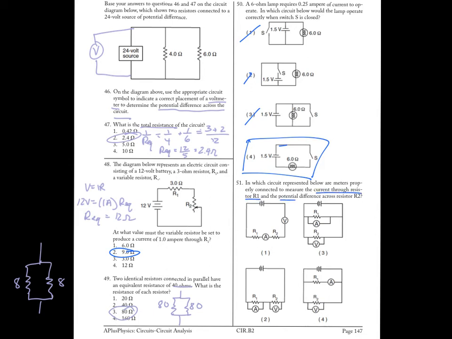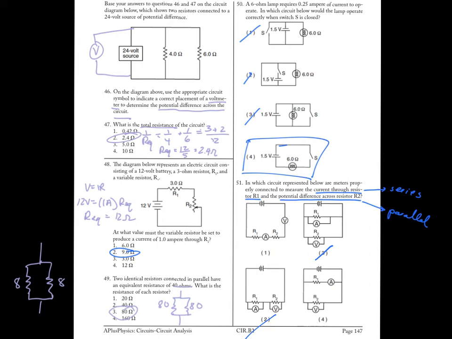the potential difference across resistor R2. So this one has to be in series, and this one has to be in parallel. Alright, we need an ammeter in series with R1. Choice 1 shows it. Choice 3 does not. Look how it's in parallel to R1. That's not it. Choice 2 is not possible either. It's parallel to that as well. Choice 4 shows it's in series with R1.